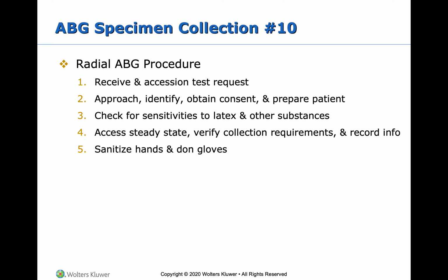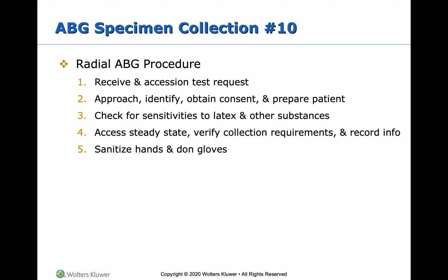Sanitize your hands and put your gloves on. Assess your collateral circulation using the modified Allen test. Position the arm. Ask your patient to extend their wrist. Locate their radial artery. Clean the site. You can administer your local anesthetic if you'd like.